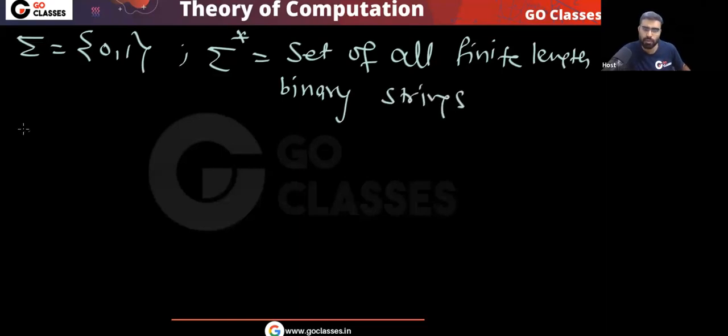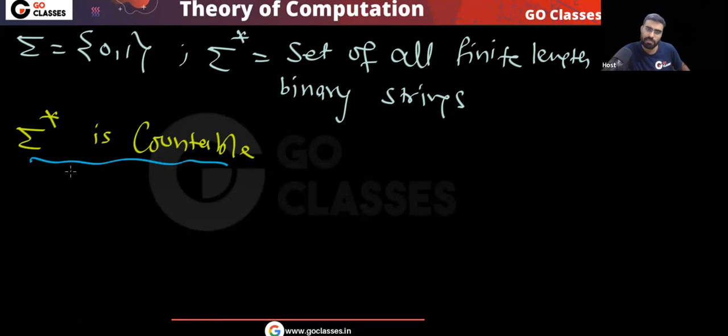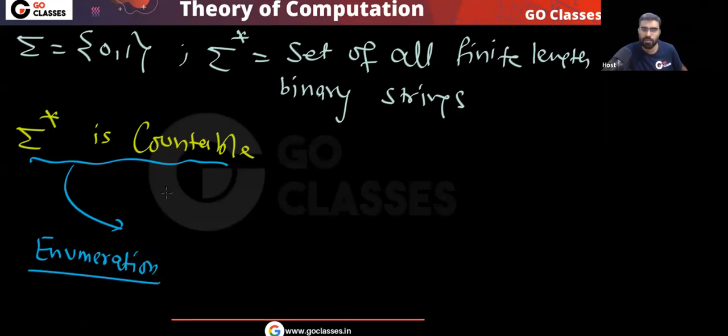See, very easy to prove. The sigma star is countable. You don't have to create a bijection. Sigma star is countable. Just give me enumeration. Anyone? Just give me enumeration.